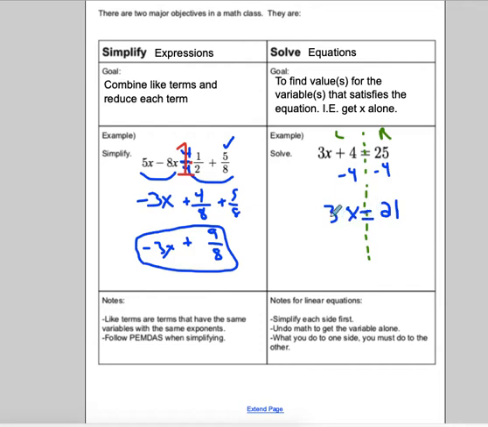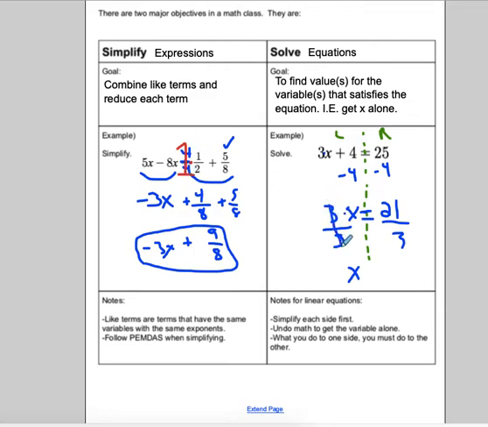So now you can think, 3 times what will get you to 21? We should remember that when a variable is sitting next to a number, they're assumed to be multiplied. So how do you undo multiplication? You can undo multiplication with division. If you're going to divide the left-hand side by 3, you have to divide the right-hand side by 3. Now this turns out really nice because 3 divided by 3 is 1.